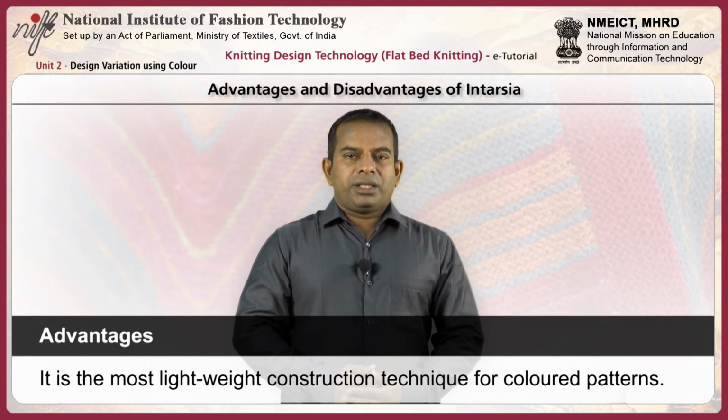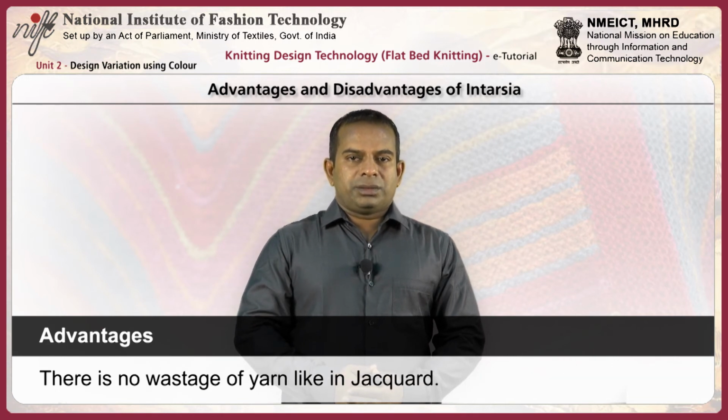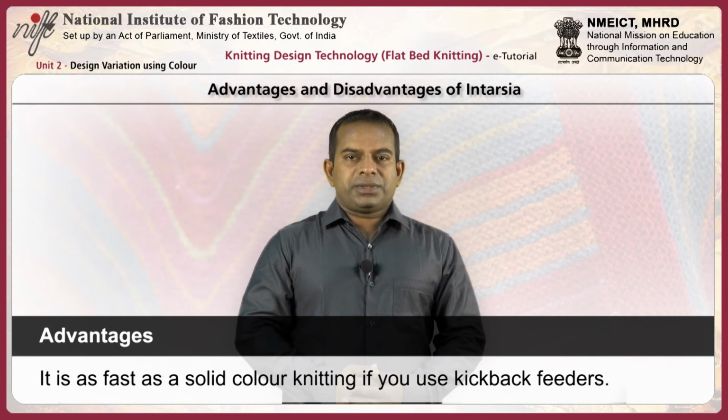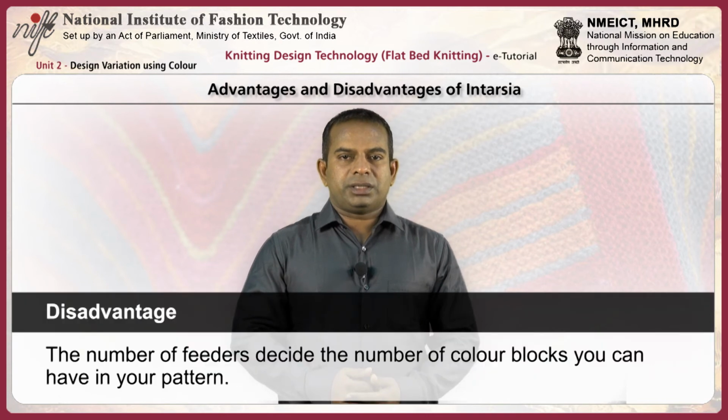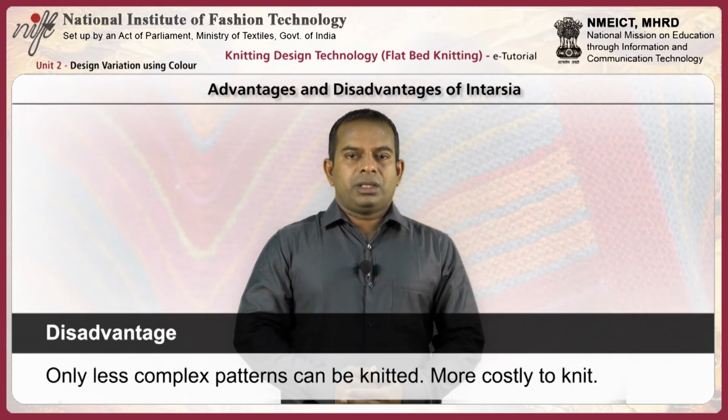Advantages: it is the most lightweight construction technique for colored pattern. There is no wastage of yarn like in jacquard. It is as fast as solid color knitting if you use kickback feeders. Disadvantages: the number of feeders decide the number of color blocks you can have in your pattern. Only less complex pattern can be knitted, and it is more costly to knit.